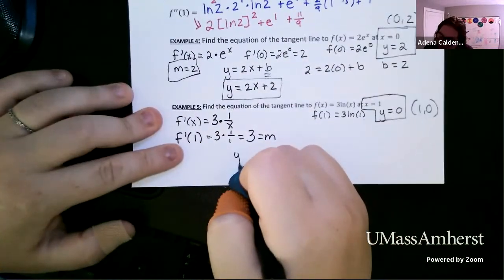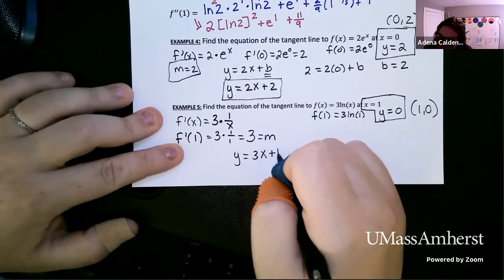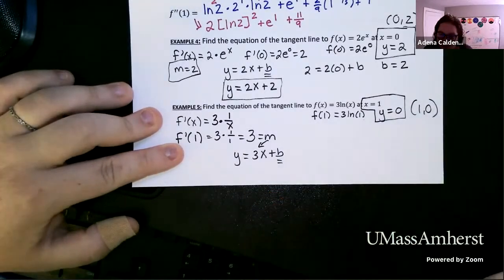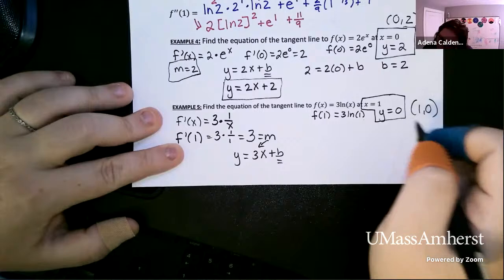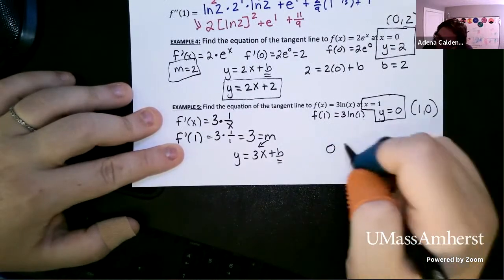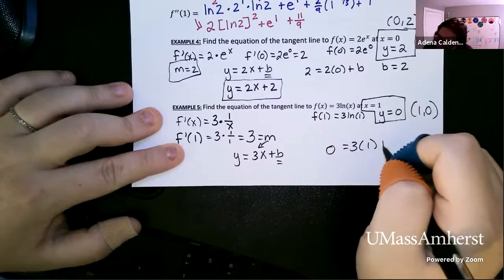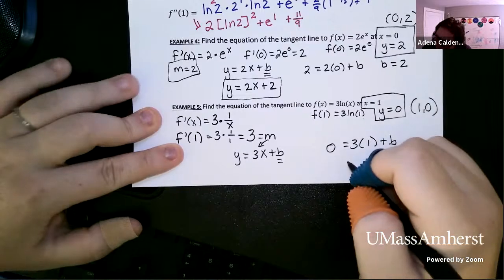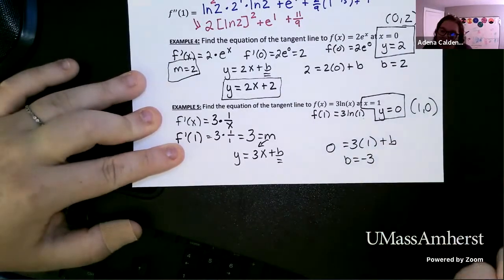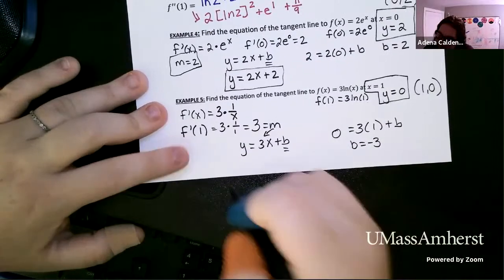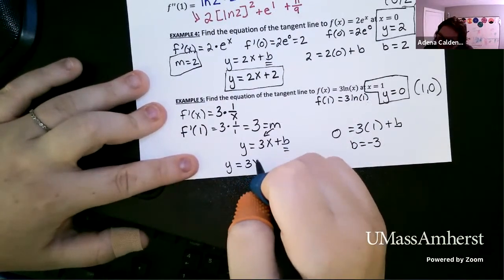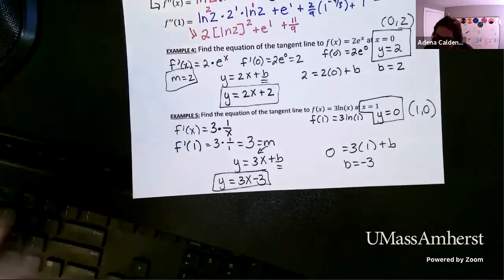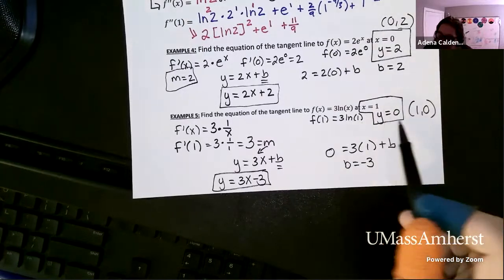So now I have y equals 3x plus b. Again, the 3 came from the derivative. I need to solve for b. So I come back over here to my point. Y is 0, x is 1. So here I have 3 times 1. I'm going to bring that to the other side. And I get b equals -3. So the equation of my tangent line is 3x minus 3. Okay, so again, I need my point, I need my slope.